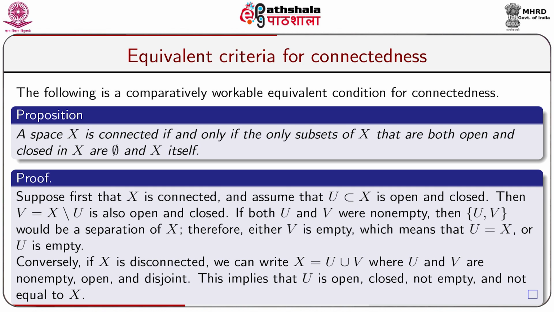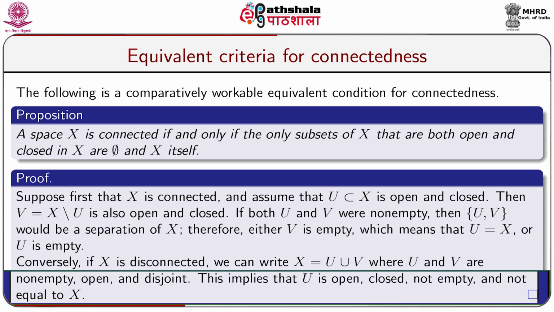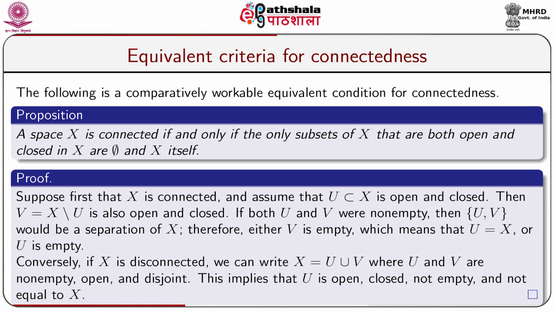Conversely, if X is disconnected, then we can write X equals U union V, where U and V are non-empty disjoint open sets. This means that V is the complement of U, that is, U is open as well as closed.